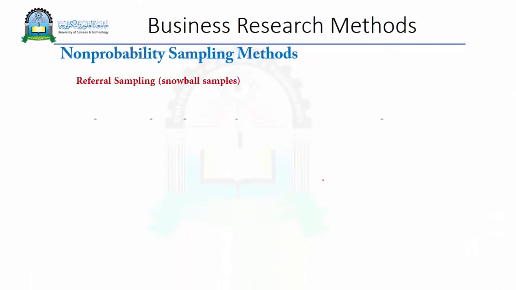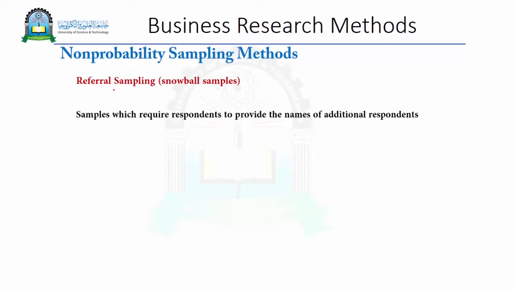The third one is what we call the snowball sampling, which is the referral sampling. So when the snowball starts moving, it starts very small, and when it moves, it's going to be bigger and bigger. So this is the sample which requires the respondents to provide the names of additional respondents. So the researcher is going to choose the first respondent, and when he finishes the interview with him, for example, he or she will ask him to recommend another candidate.